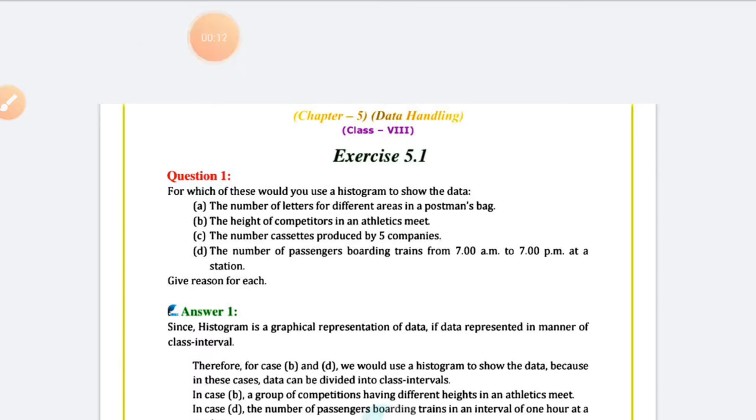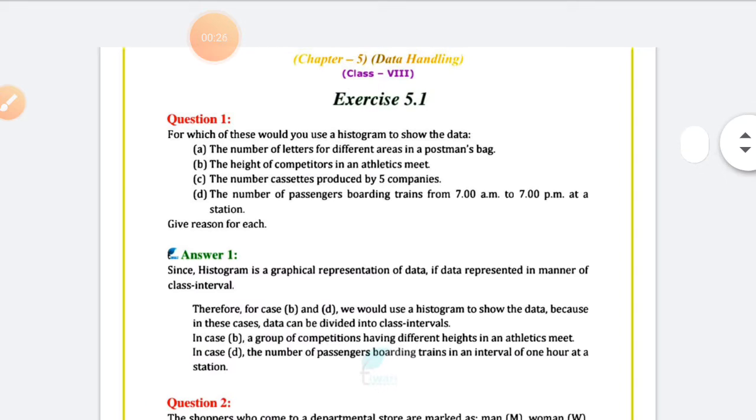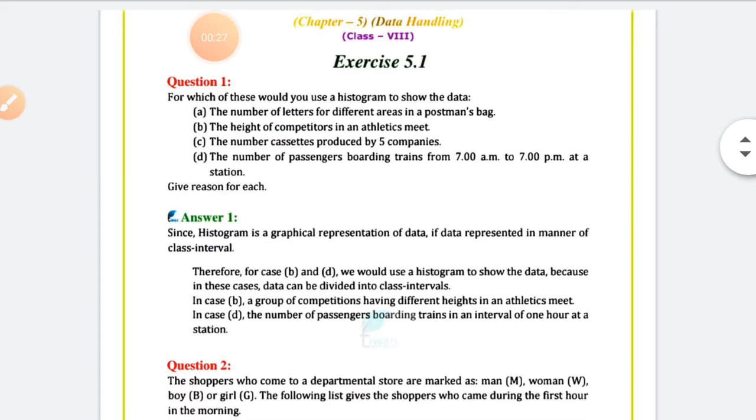So students, in the last lecture, we have completed revision of third lesson. Now, today we are going to start lesson number 5, Data Handling. Exercise 5.1.